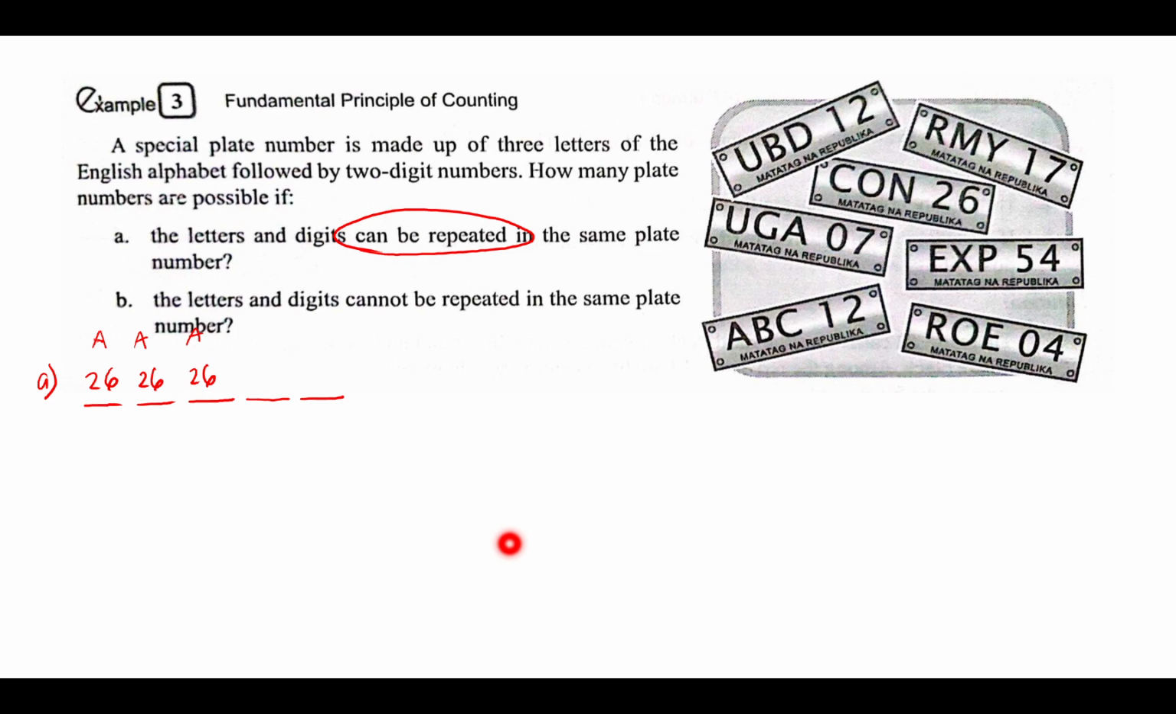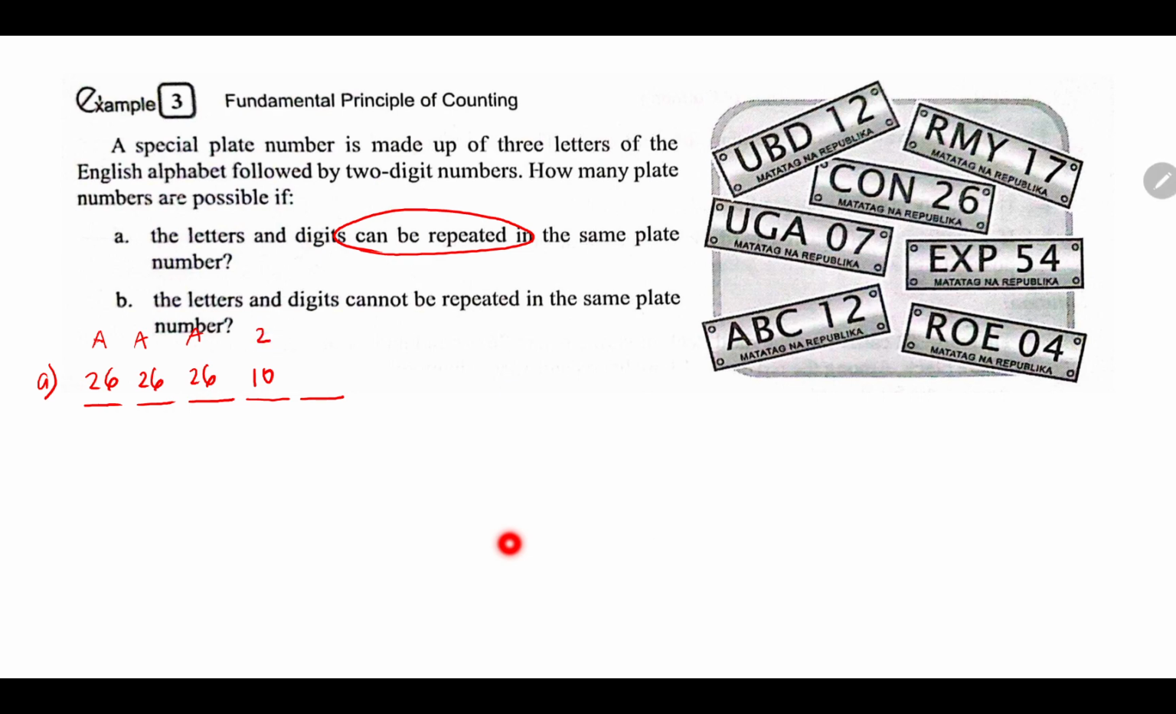How about the digits? When we talk of digits, there are 10 digits. Why 10? Because 0 is included. If you count from 0 to 9, that gives us 10 digits. So here we simply write 10, because any of the 10 digits from 0 to 9 will do. It can be 9, it may be 8, or whatsoever number, as long as it's from 0 to 9. So let's say we have here 2.